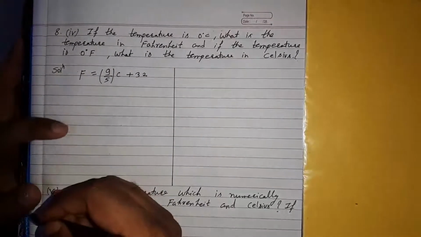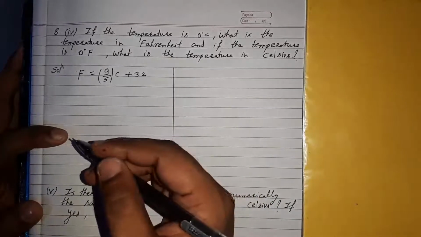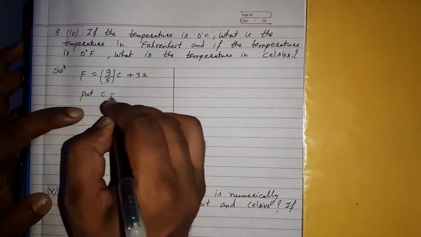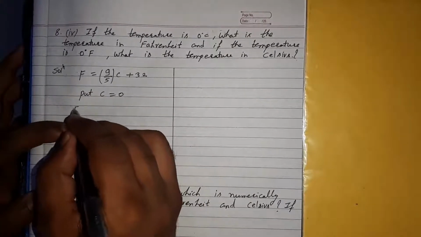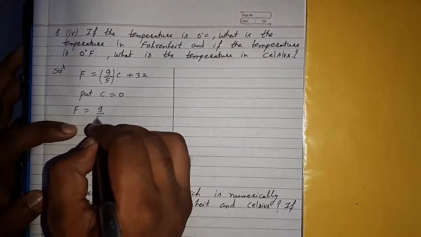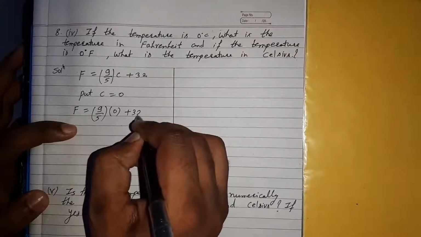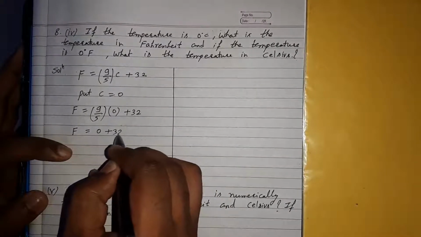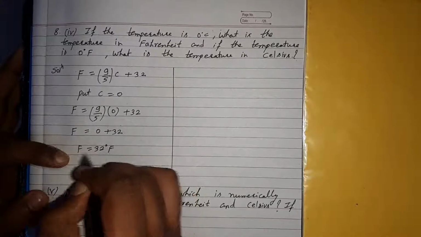If the temperature is 0 degree Celsius, means the value of C is 0. So put C is equal to 0. Then we will get the value of F. So F is equal to 9 upon 5, value of C 0, plus 32. So it will be 0 plus 32, means F is equal to 32 degree Fahrenheit.